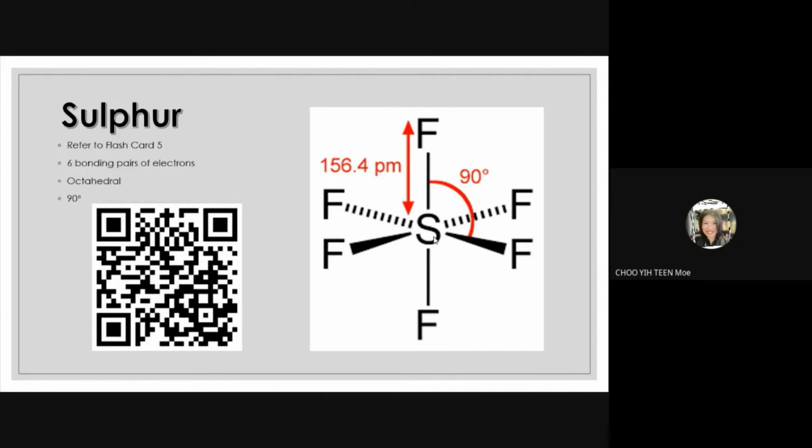Sulfur as a center atom has 6 valence electrons. The 6 valence electrons undergo excited state and hybridization. The orbitals undergo hybridization, eventually producing sp3d2 hybridization. And all the hybrid orbitals will arrange in an octahedral shape, which is 90 degrees to one another.